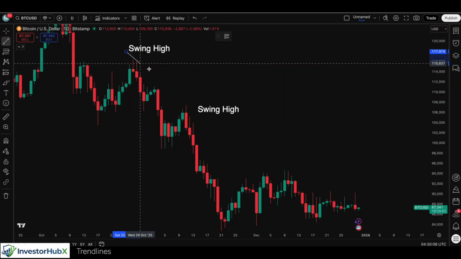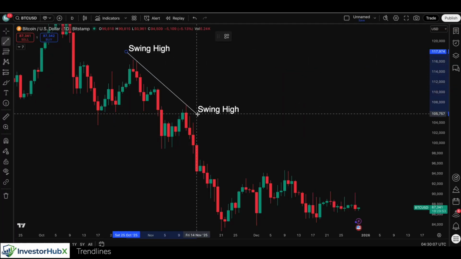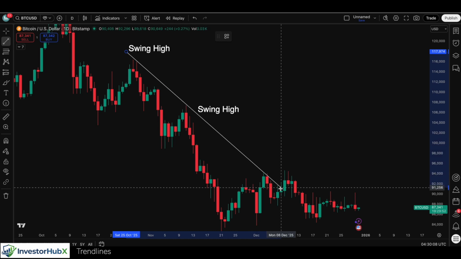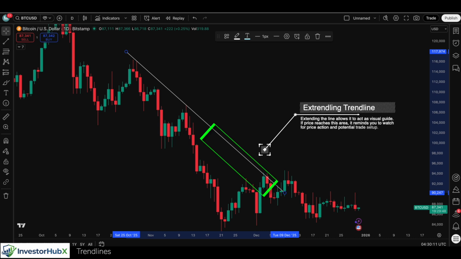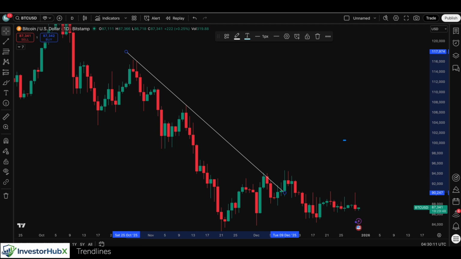To draw a trend line, click just past the first swing high or swing low, then drag the line to connect the second point. Once the line is drawn, make sure to extend it forward. Extending the line allows it to act as a visual guide, so when price reaches that area again, it reminds you to watch for price action and potential trade setups.